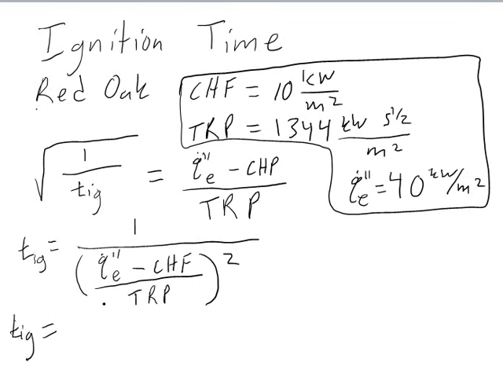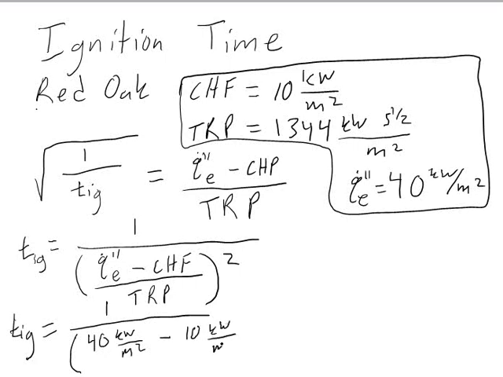We have t ignition equal to 1 over our incident heat flux, 40 kilowatts per meter squared, minus the critical heat flux of 10 kilowatts per meter squared, divided by 134 kilowatts second to the 1/2 per meter squared. And then we square all that.